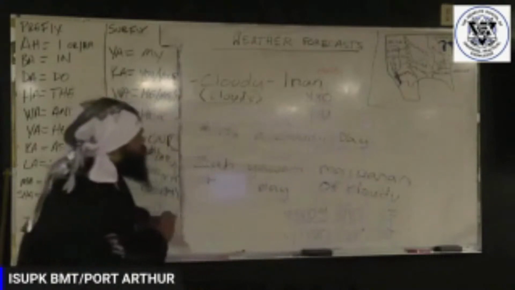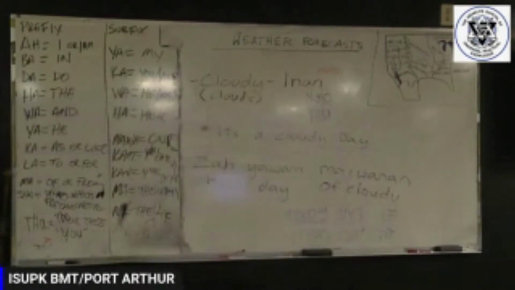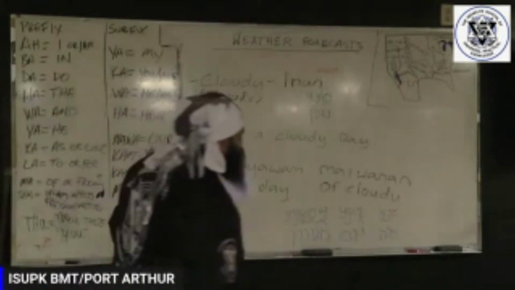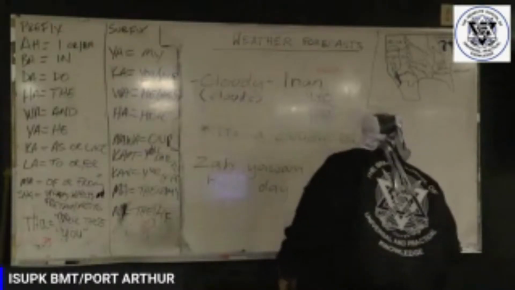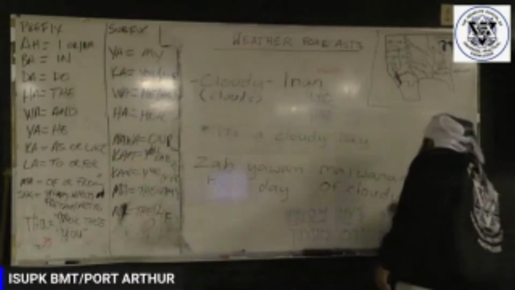All right, there we have it. The ancient Paleo above, and the ancient Assyrian down below. Za, Yawam, Ma'awanan. It's day of cloudy. It's a cloudy day. So remember, I9 means cloud or cloudy. Give you a second to get this for your notes, and then we're going to move on. Our next forecast is going to be rain. Let me get this up off here, and then we'll move to the next one.